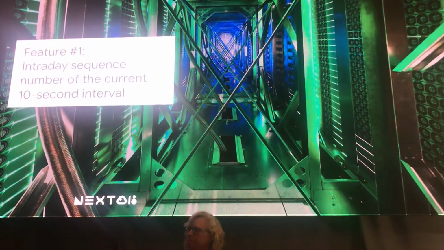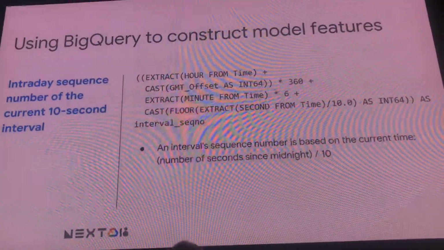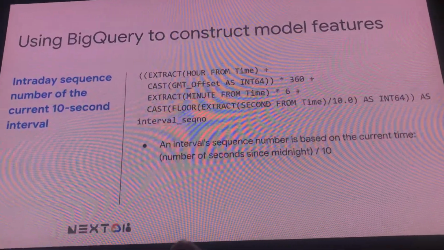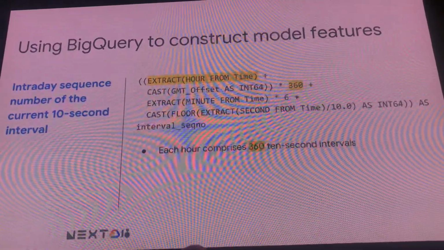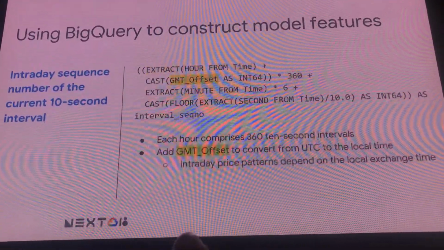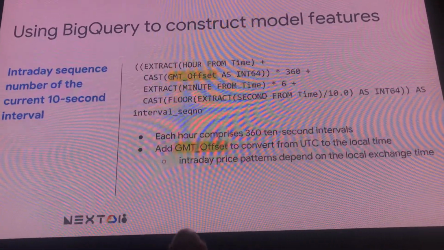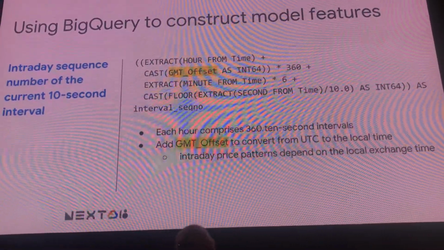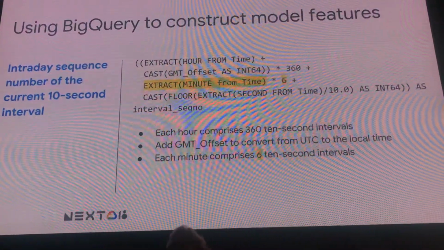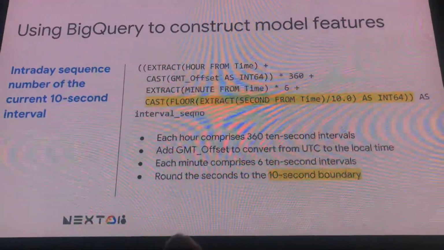Okay, feature number 1, intraday sequence number of the current 10-second interval. What I want to do here is basically calculate the number of seconds since midnight and divide by 10. To do this, we extract the hour, multiply by 360. We convert from UTC time into local time because we care about stock patterns specific to the exchange's local time, not UTC time. We extract the number of minutes, multiply by 6, and we extract the number of seconds, divide by 10, and round it up. So this is our interval sequence number.